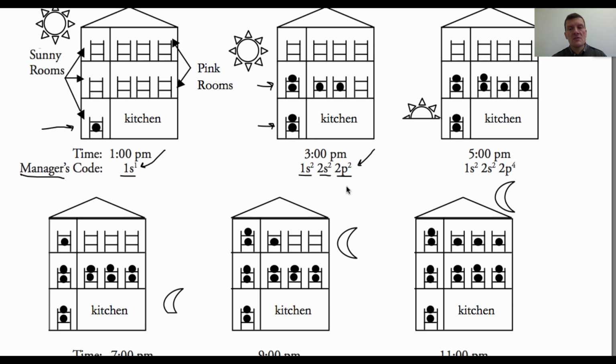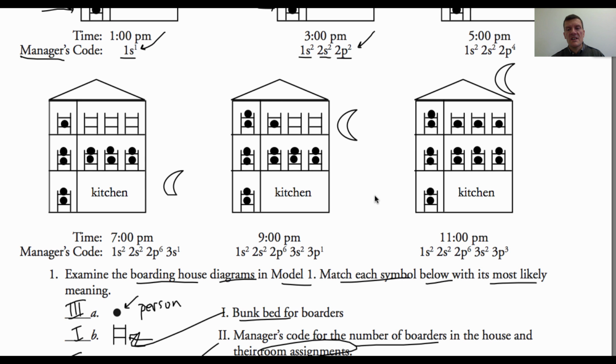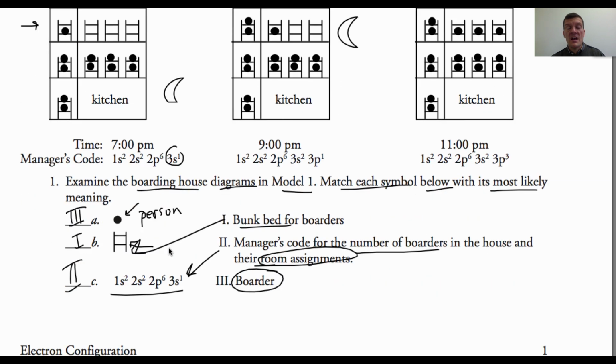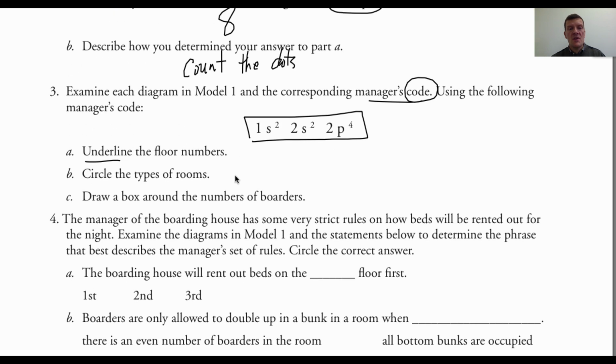So it looks like, because you'll notice down here now, once you start filling the third floor, then we add to that code. So it looks like the big number here is telling us the floor number, the floor level. Okay, the floor number is going to be the big number.